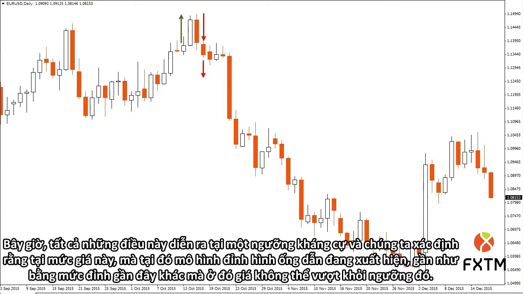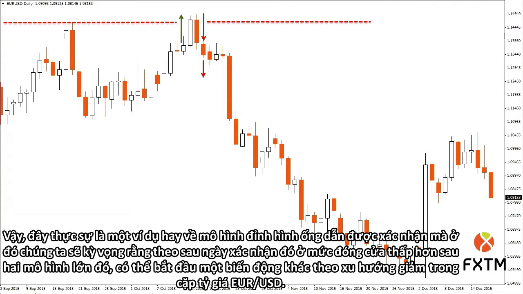Now this was all happening at a resistance level. And we would define that by the price where the pipe top was appearing being roughly equal to another recent high where the price wasn't able to go beyond that level. So this is a really good example of a confirmed pipe top, where we would expect that following that confirming day, that lower close after those two big candles was likely to initiate another move to the downside in the euro to the US dollar pair.